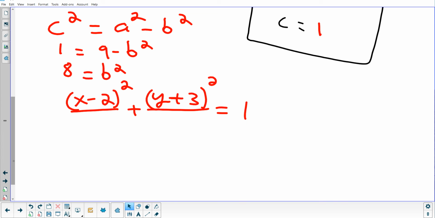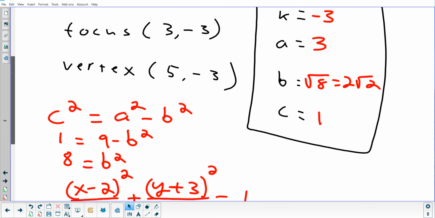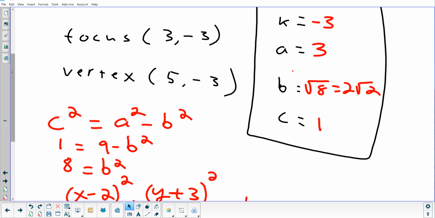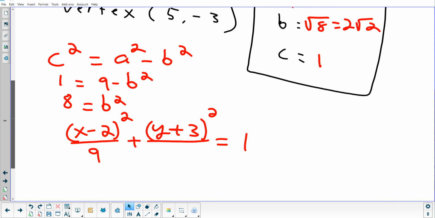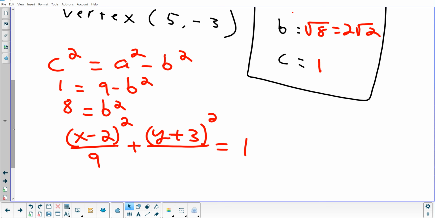So where does that mean we want the bigger number? Under X or under Y? Yep. Under X. We want the bigger number under X. That means you want A squared under the X. What's going to go under the Y? B squared goes here. 8. And that's your equation.